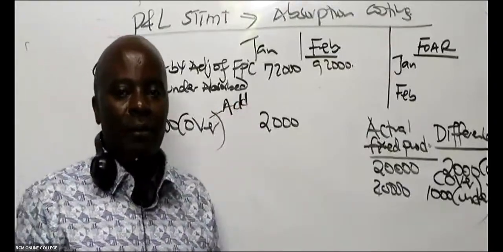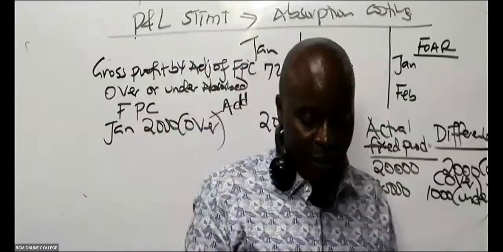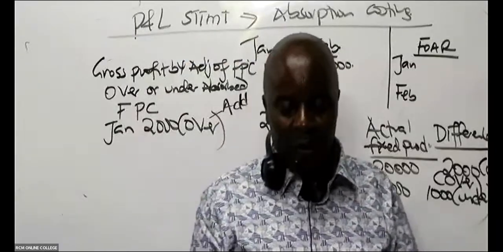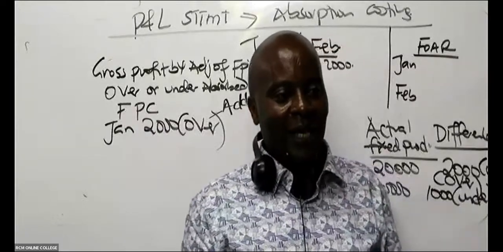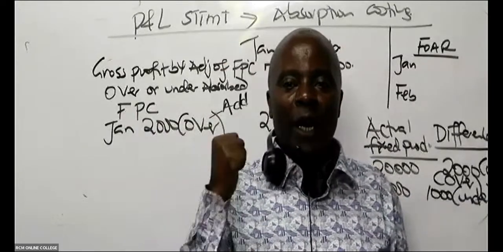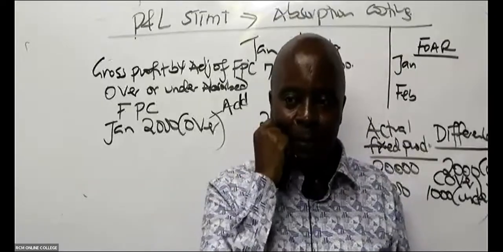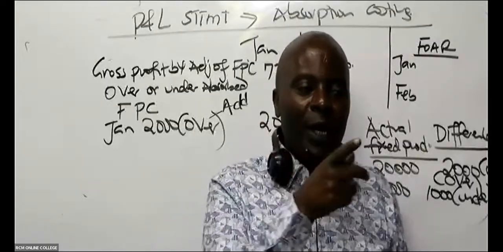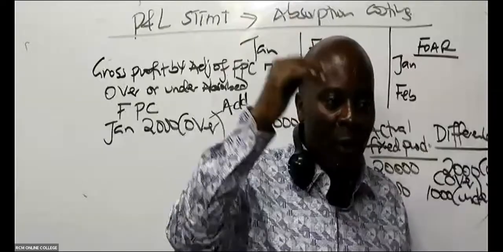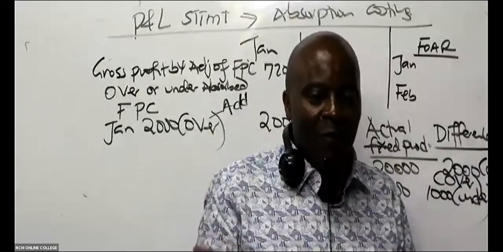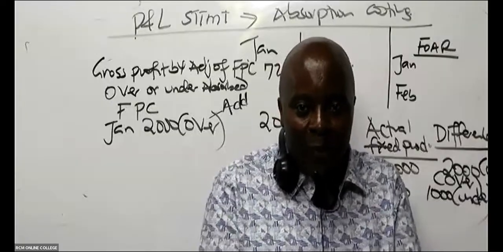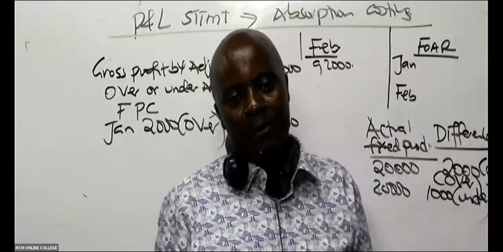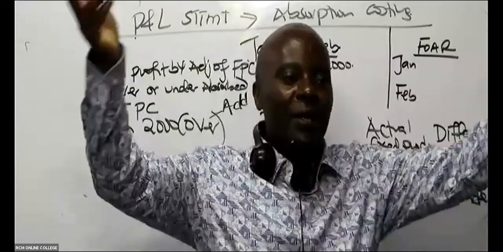Over, we add. Ask me why. Even if you don't ask me, I will answer. You see, this one is an expenditure. So if this overhead is an expenditure and we overestimated when we were subtracting it from our revenue, what happened in this case here to our profits? Our profits in this case here went down. So to correct the error, we add.